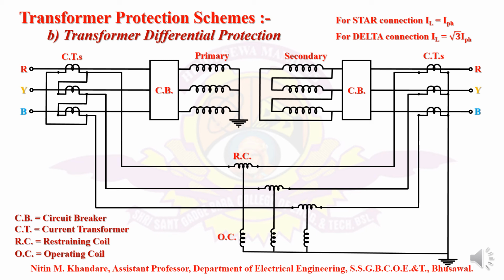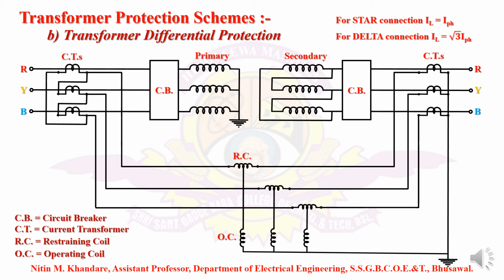Now, as long as the normal condition exists, no operating coil will be energized. But whenever current unbalance takes place, the current carried by the restraining coils becomes different, and that's why the respective operating coil will get energized. It will pull the plunger and give a trip signal to the circuit breaker, and that circuit breaker will disconnect that particular phase or the total supply. So this is regarding the differential protection.